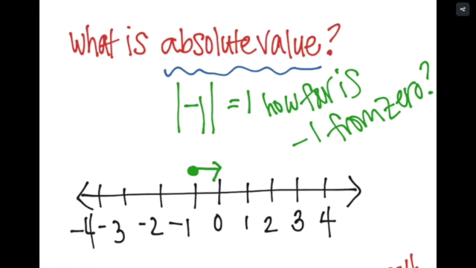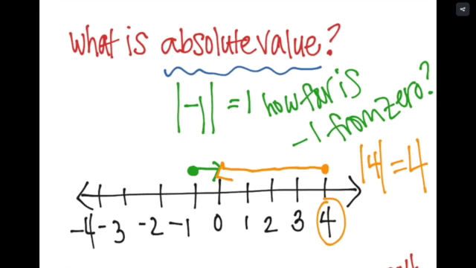Okay, let's try another one. Let's look at 4. If I wanted to find the absolute value of 4, meaning how far away 4 is from 0, what I'm going to do is count back to 0. I'm going to count back 1, 2, 3, 4, and sure enough, 4 is 4 units away from 0. Absolute value is going to help us solve problems later on in this unit, so write down any important information that you have about absolute value on page 4.